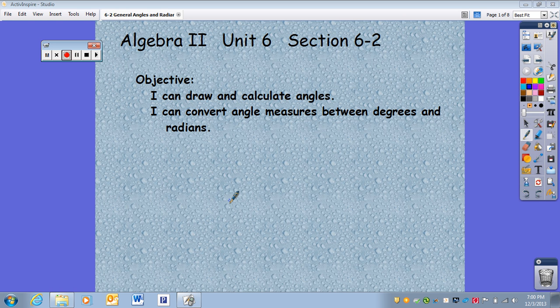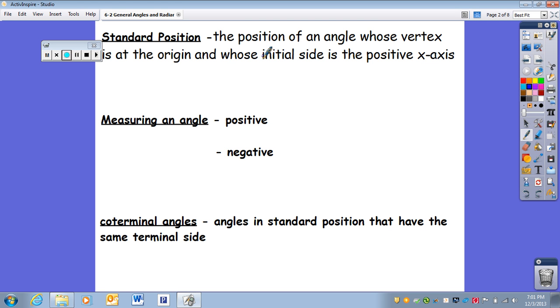In this lesson, our objectives are to be able to draw and calculate angles and also to be able to convert angle measures between degrees and radians. So let's first begin with some vocabulary.